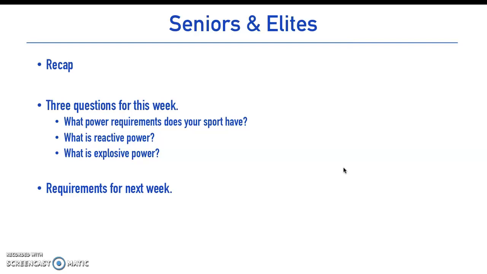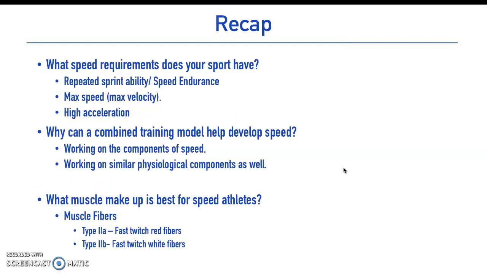So, quick one for this week. We obviously go through our recap as to what we did last week. Then we've got our 3 questions for this week. Our 3 questions are: what power requirements does your sport have? What is reactive power? What is explosive power? And then what is required for you guys to do for us for next week.